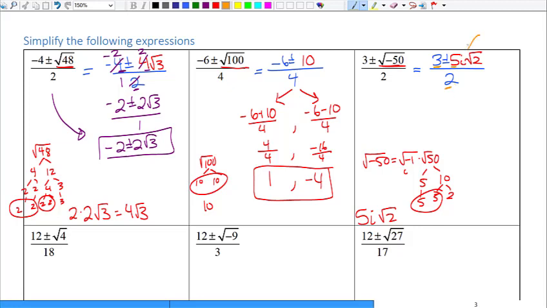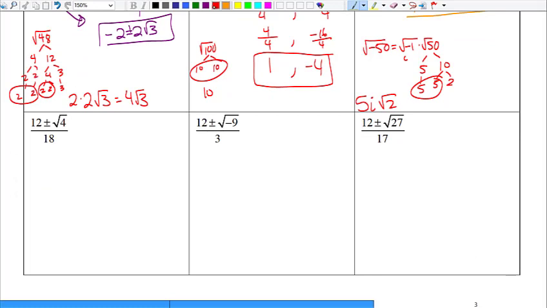No. But because I have an i, that means I need to separate the real part and the imaginary part. So the real part is the 3, plus, and the imaginary part is the 5i root 2, and each of those has to be divided by 2. Now 3 halves can't reduce and 5 halves can't reduce, and so that's my final answer. I have to separate them into 2 fractions because one has to be real, one has to be imaginary, so that it's in the form a plus bi.